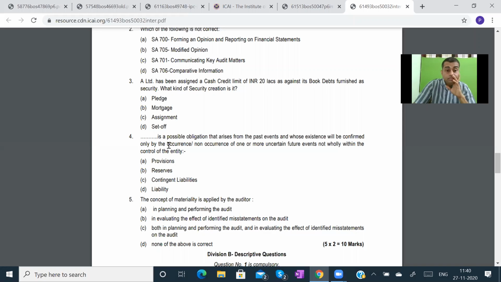Dash is a possible obligation that arises from the past events and so on. Answer. Over. Don't read fully also. If you tell wrong answer to this 4, you don't need to go to 7th floor and jump from there. I will take you to 7th floor and I will throw you from there. Hey. How come A is answer, right, Chambu?